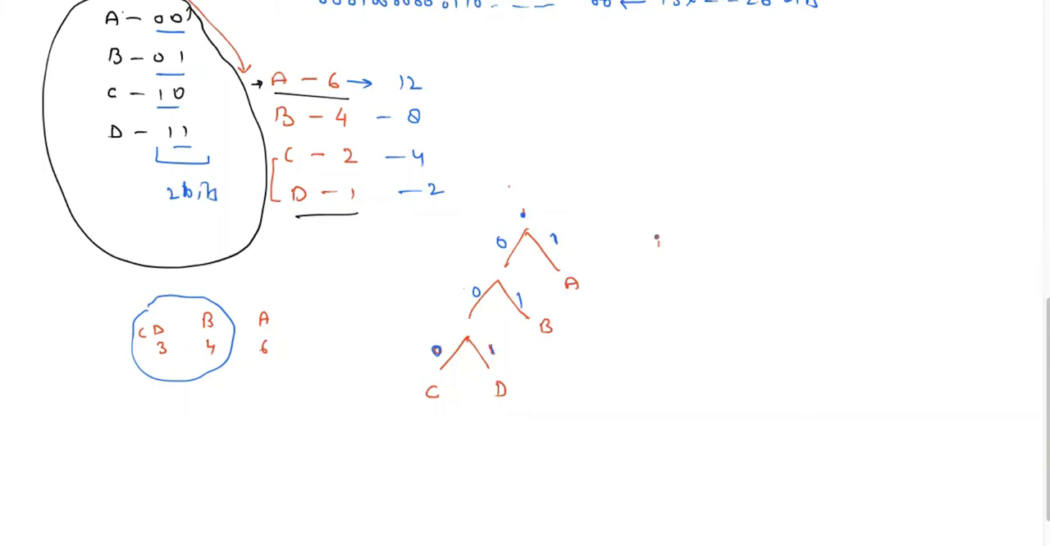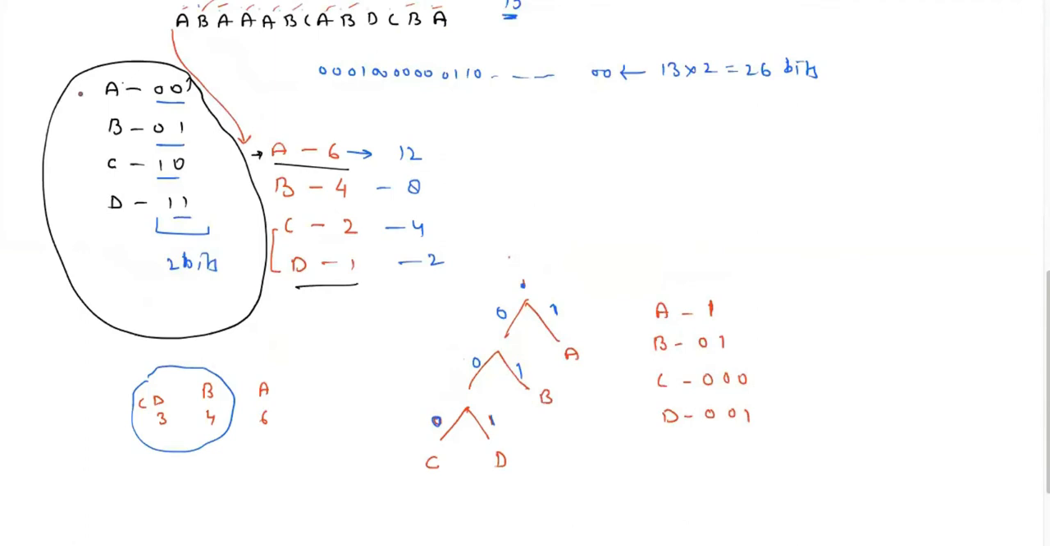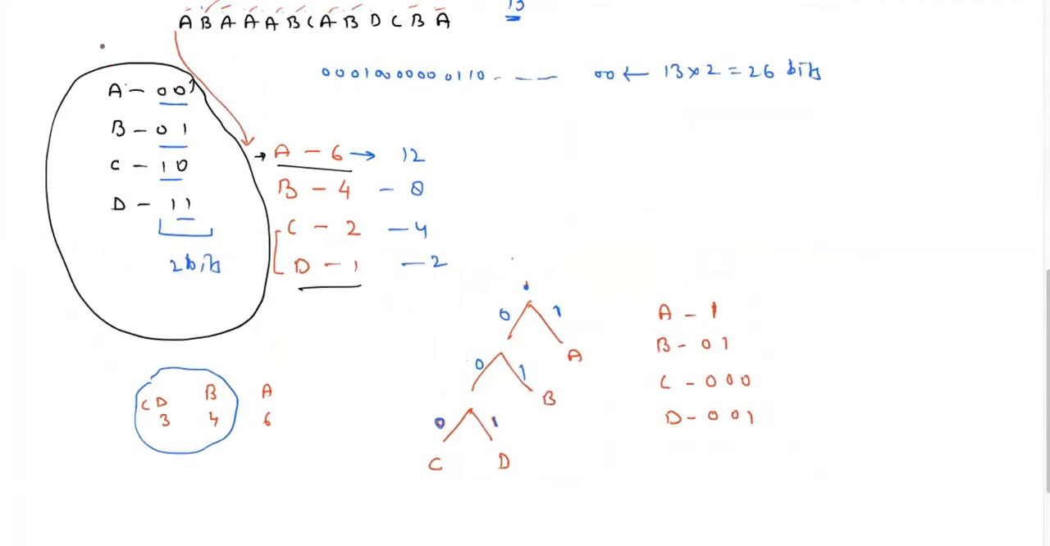So the code for A is only 1. The code for B is 0, 1. The code for C is 0, 0, 0. And the code for D is 0, 0, 1. So rather than providing the earlier kind of coding, we have provided this kind of coding.